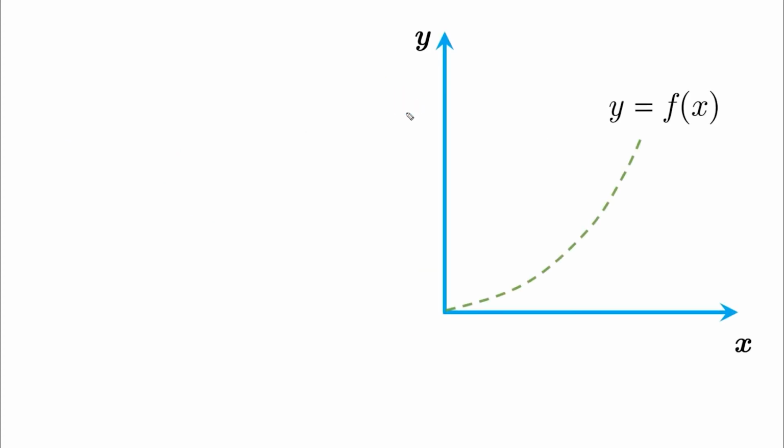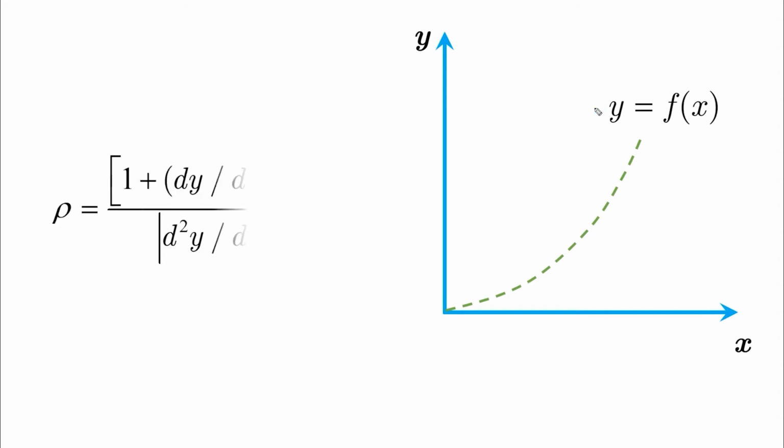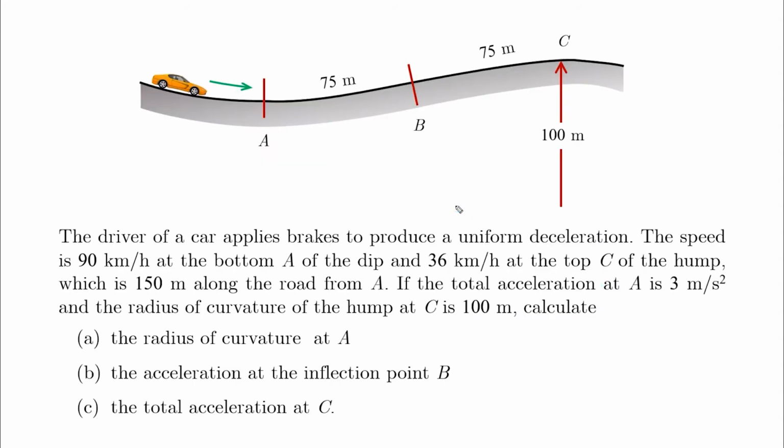Finally, if this type of curvilinear motion is defined by a function such as y equals f of x, the radius of curvature is mathematically defined by this relationship, for which the first and second derivatives of the curve need to be found at some given point x and y. Okay, let's take an example.